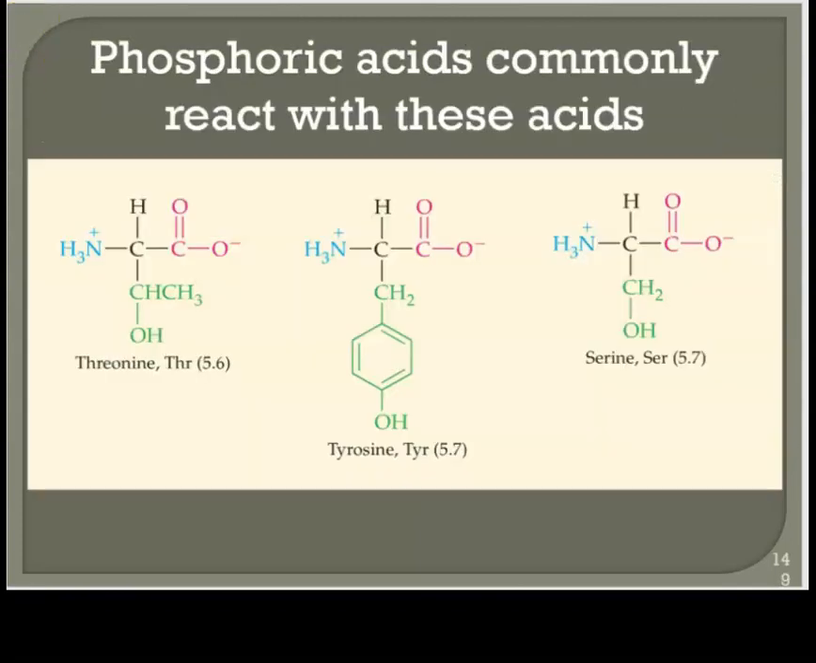Interestingly, phosphoric acids commonly react with weak acids, right? We have threonine, which is an amino acid, and it's the side chain of the amino acid it's going to have access to. So threonine has this OH group, so we can have that phosphoric acid interact here. Another hydroxide group here that it can interact with is serine. So threonine, tyrosine, and serine: these are three amino acids that commonly get phosphorylated in cells, in our bodies, and in our proteins.